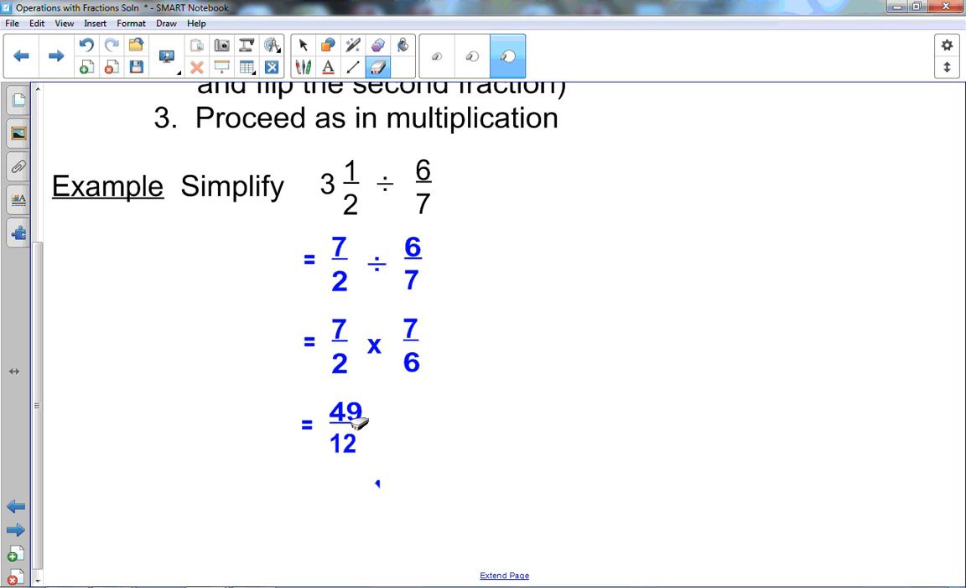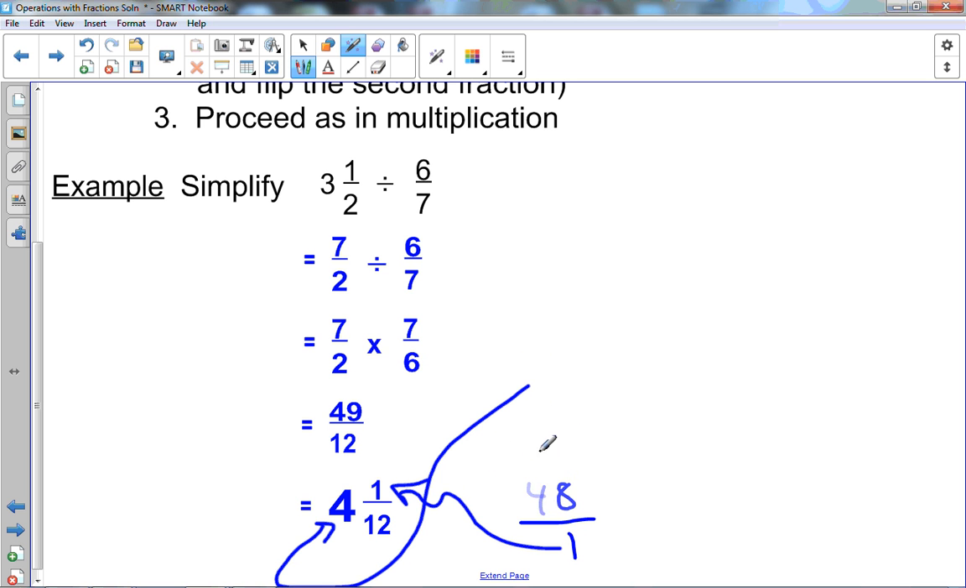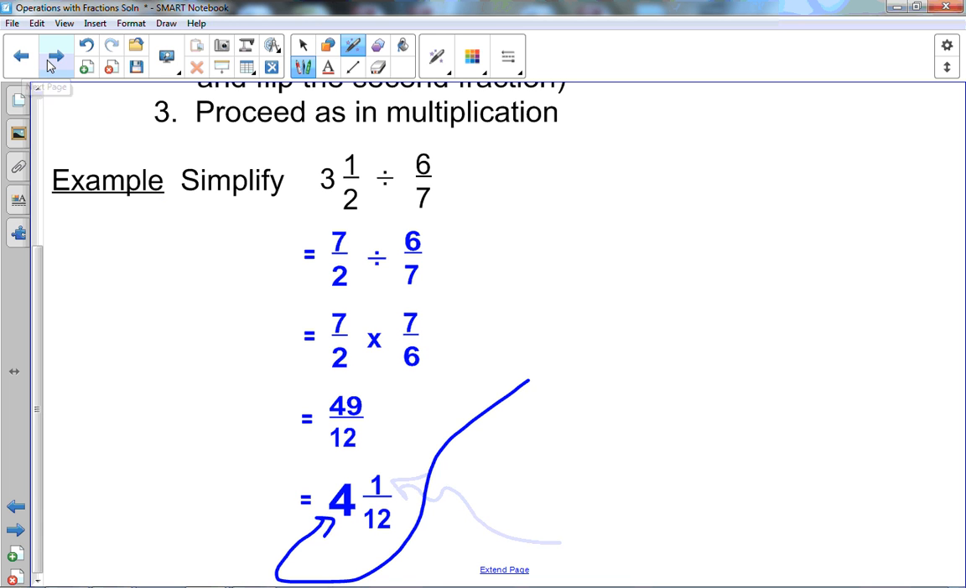There are no common factors between 49 and 12, because the factors of 49 are 1, 7, and 49, whereas the factors of 12 are 1, 2, 3, 4, 6, and 12. So therefore, the fraction that we're left with is 4 and 1/12, because 12 goes into 49 4 times, and 12 times 4 is 48. The 1 is your remainder, the 4 is the whole number, and the 12 is still your denominator. Period.